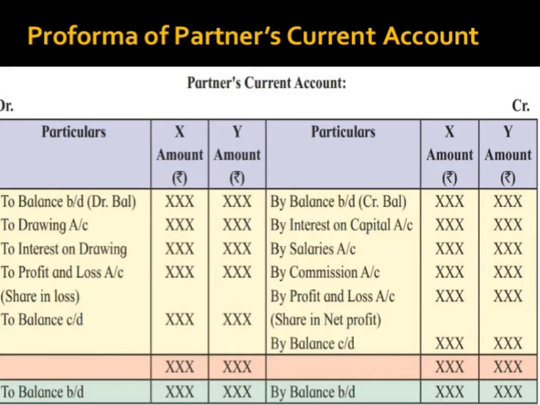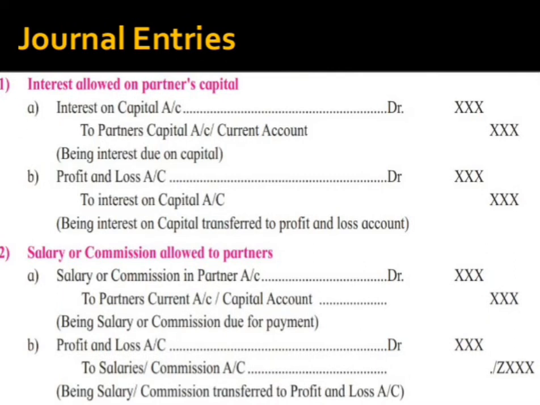Okay, now we will see whatever I have explained in the form of journal entries. Interest allowed on partner's capital: interest on capital account debit to partner's capital account or current account, being interest due on capital. Then profit and loss account debit to interest on capital account, being interest on capital transferred to profit and loss account.